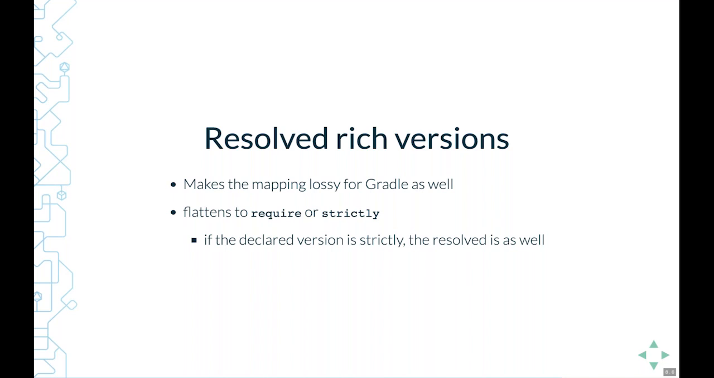So for rich versions, this is what I explained. You can have something in Gradle that says I'm using strictly 3.0 to 4.0, and within that range I'm using the prefer, which is 3.3, but if you publish that with the resolved versions, then you lose that information. So we still maintain the strict versus require constraint, but it's still a lossy mapping.